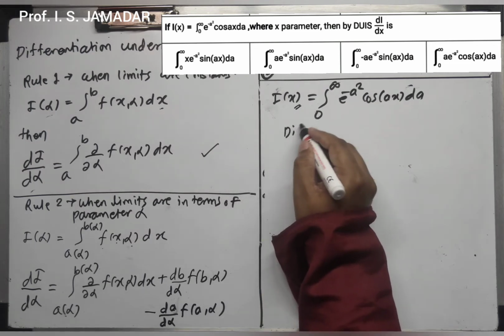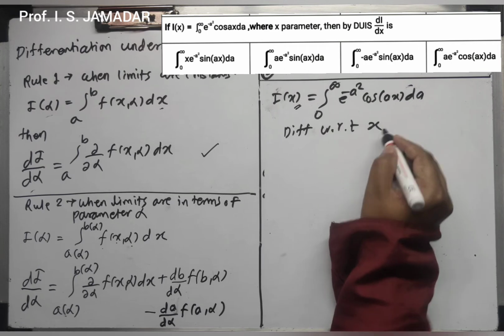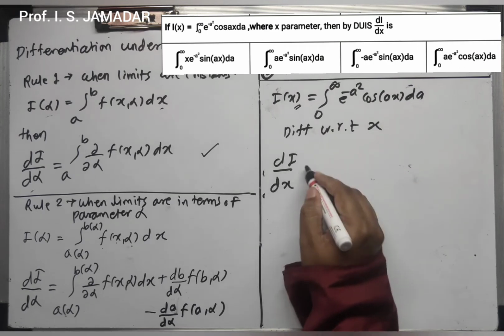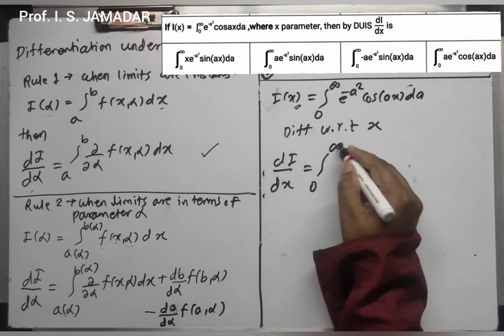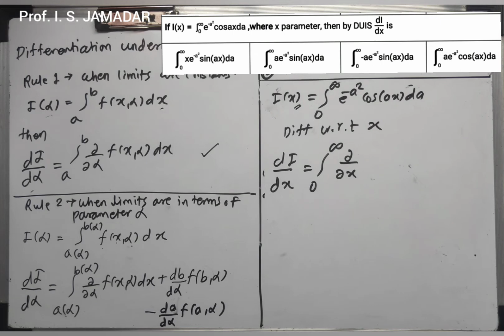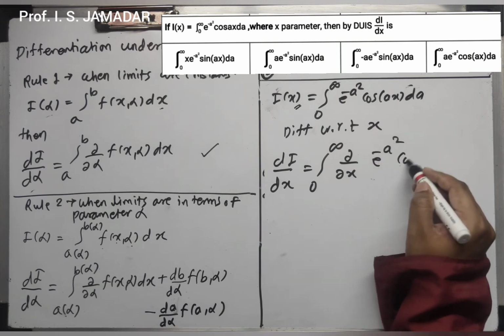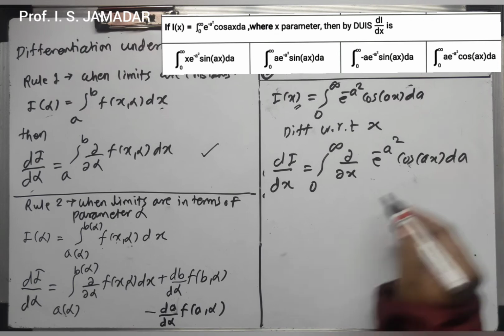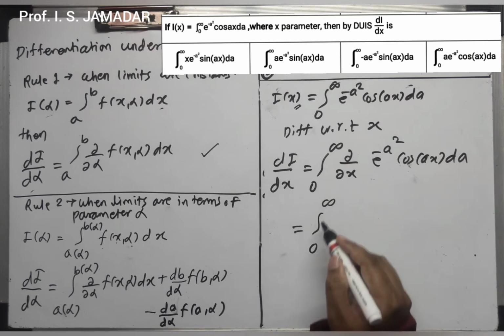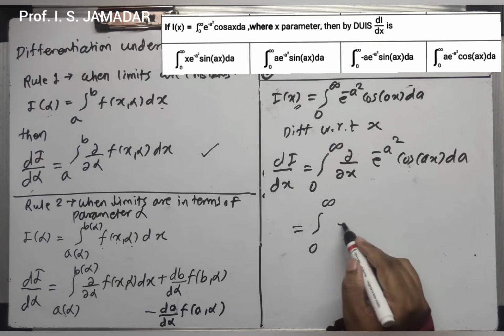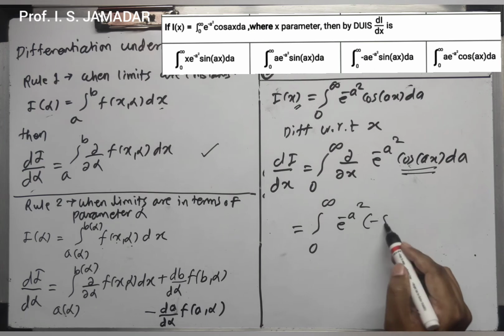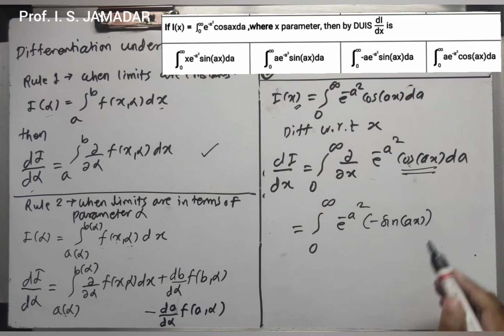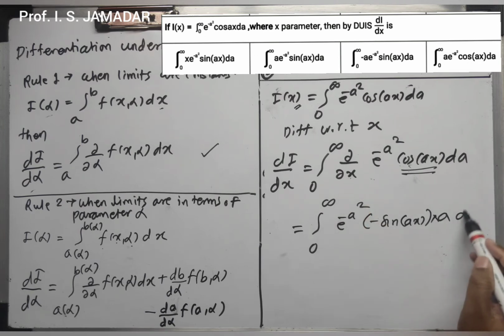They are asked to find out what? dI by dx. So differentiate with respect to x. As the limits are constant, I will use rule 1. So it is integration 0 to infinity, partial derivative del by del x of e raised to minus a square cos of ax dA. That is integration 0 to infinity, with respect to x, a is a constant, means e raised to minus a square as it is, and the derivative of cos ax with respect to x is minus sin ax into a, dA.